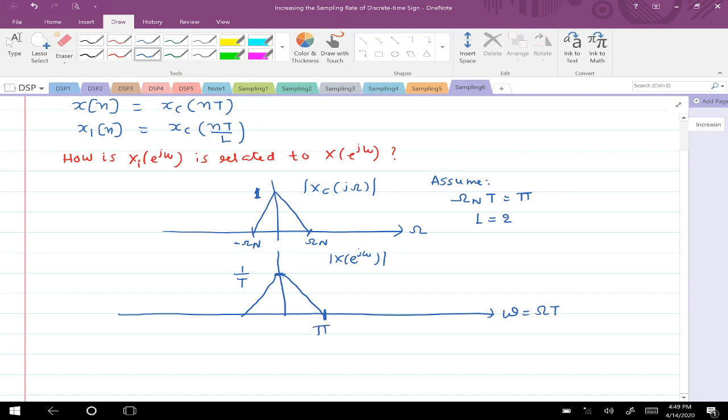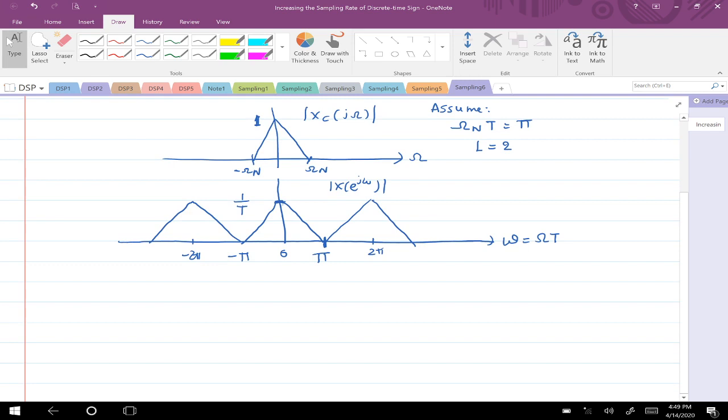So you have this value to be pi, this to be minus pi. Okay, and then the next copy would come at 2 pi. It's because it is periodic with a periodicity of 2 pi. So you have a copy here at 2 pi, and that's how it is, right? Let's draw it for minus 2 pi also. Okay, minus 2 pi, you have that. So this is your X of e power j omega, right?